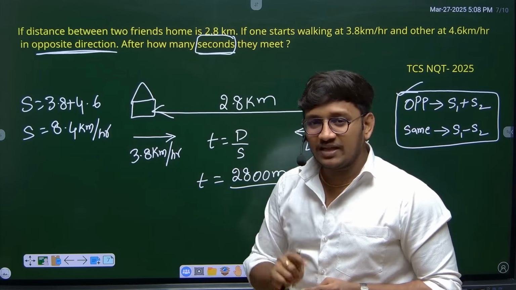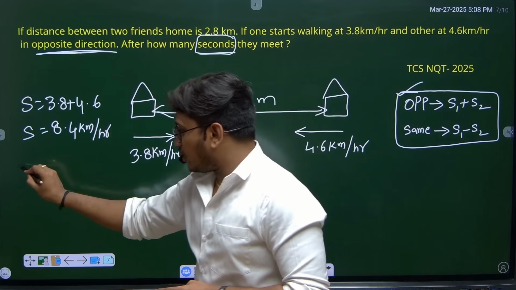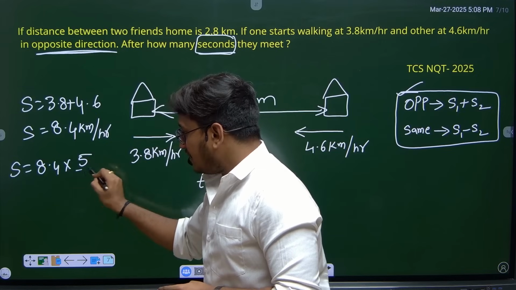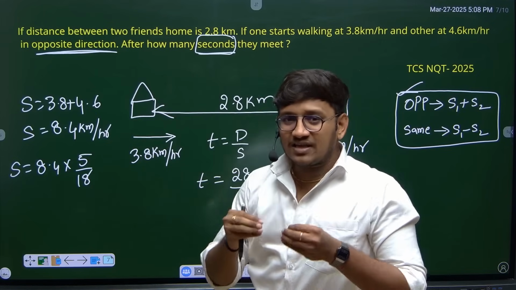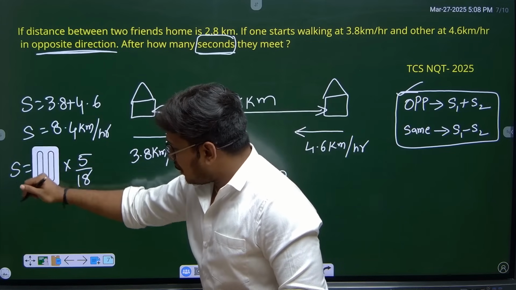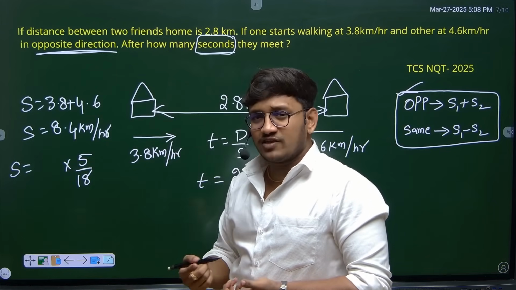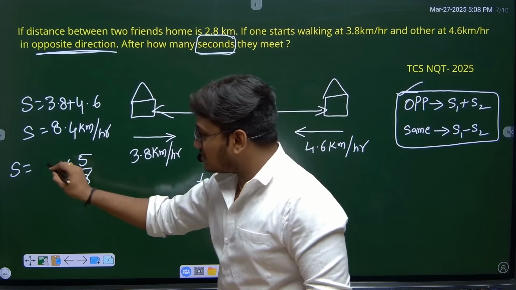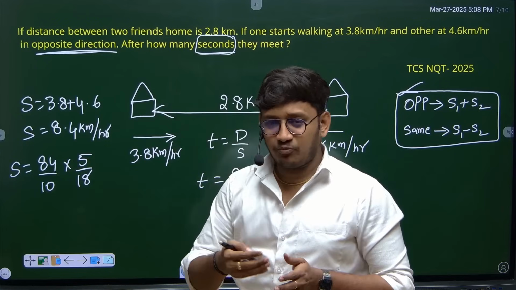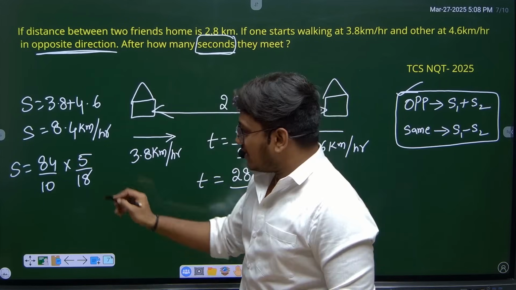Just by multiplying 8.4 into 5 by 18. For a better calculation, why should we take 8.4 in terms of decimal and make our calculations complex? Very simple, can I take 84 by 10? Is it the same, 8.4 or 84 by 10? Both are the same, right?